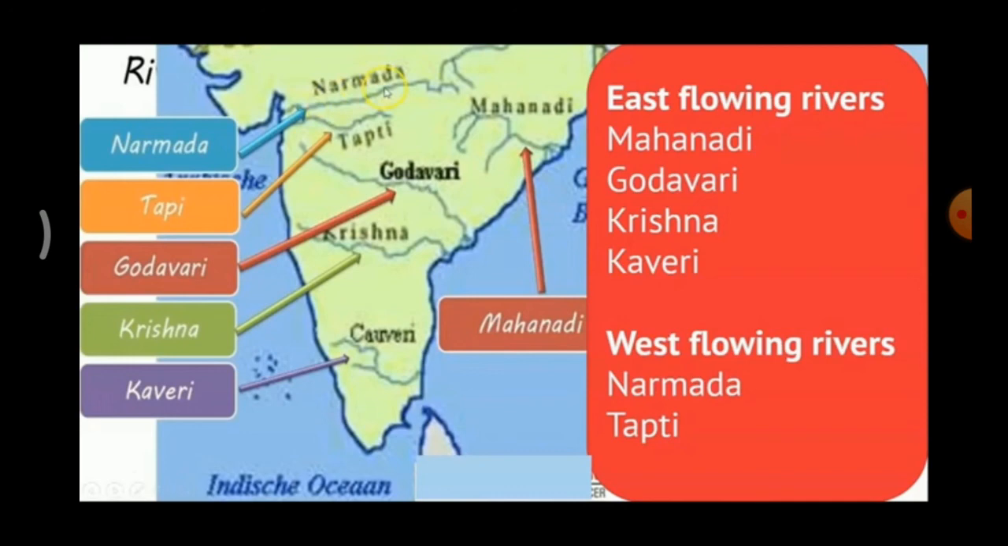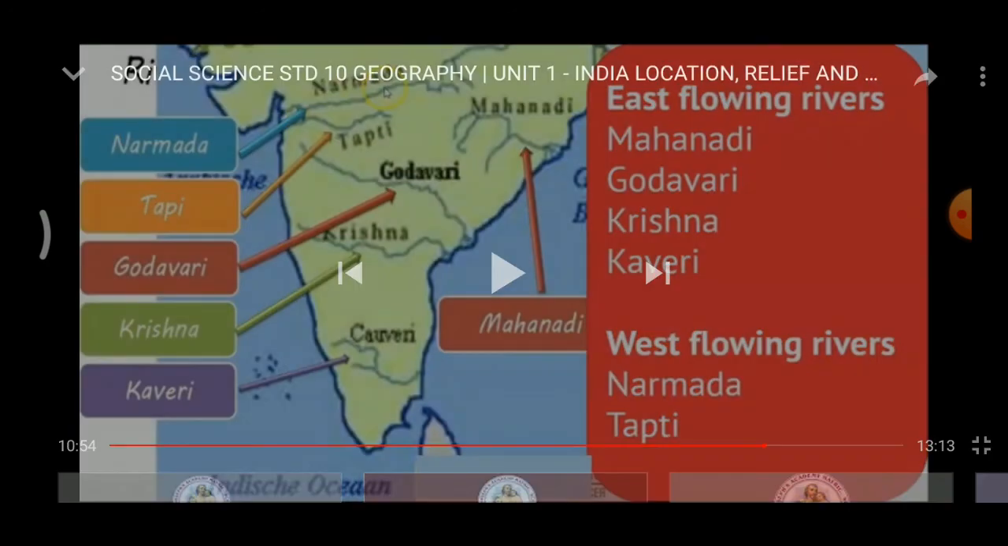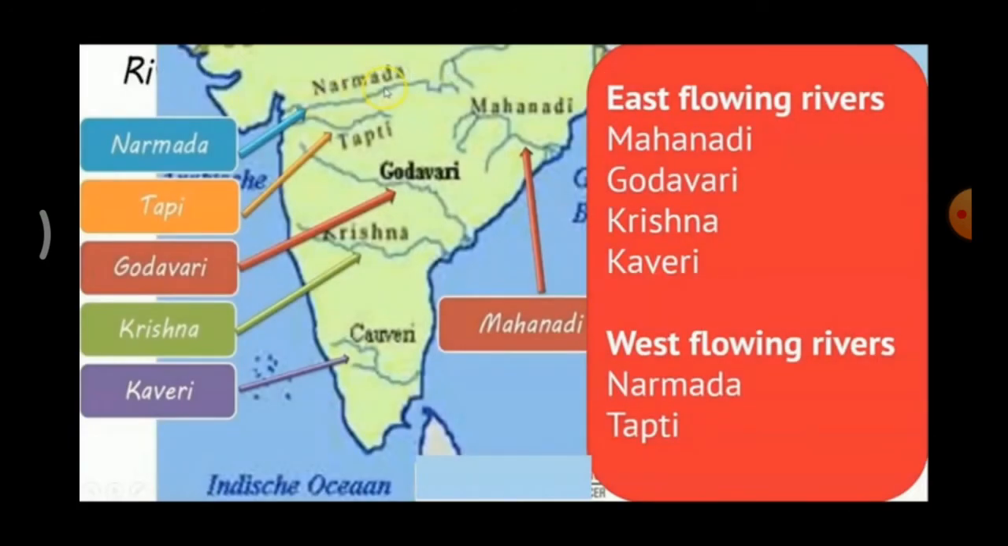Kaveri. The river Kaveri originates at Talakaveri in the Kodagu hills of Karnataka. The Kaveri breaks at Srirangam Island into two channels, the Kollidam and the Kaveri. West flowing rivers. First one, Narmada. This river rises in the Amarkantak Plateau in Madhya Pradesh. Its principal tributaries are Banjar, Dudhi and Shakar. Tapti. The Tapti is a major river of peninsular India with a length of 724 km.